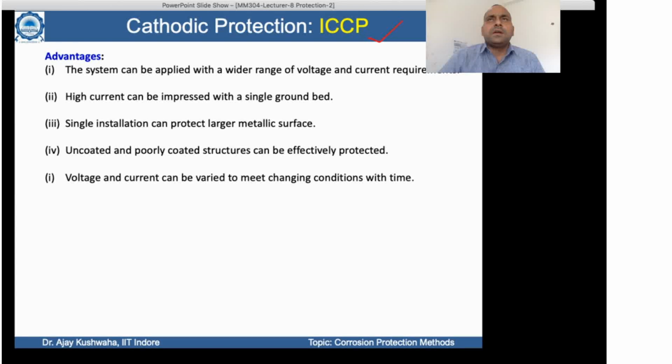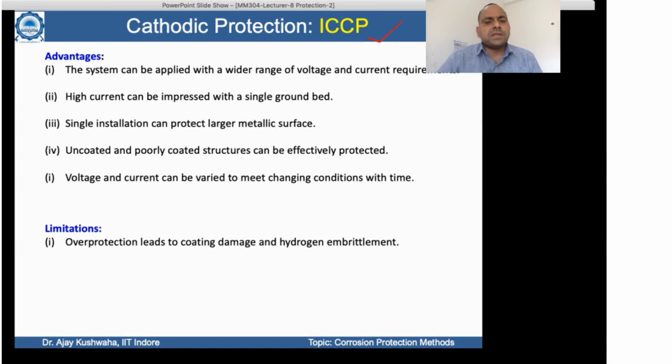This is very important. If we are using a sacrificial anode, there is a fixed voltage based on the difference in the galvanic potential. But here you can tune. Sometimes you apply 2 volt, let's say, and sometimes you can apply 3 volt if there is a change in the conditions. But here also there are limitations, like overprotection leading to coating damage and hydrogen embrittlement. Let's say if it is overprotected, maybe we apply a high voltage, so we are not doing the hydrogen reaction, the cathodic reaction. If there is no cathodic reaction, then there may be hydrogen ions present, and hydrogen can cause a hydrogen embrittlement kind of problem.